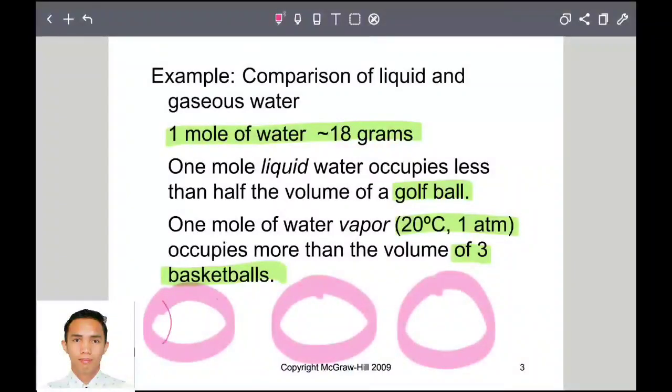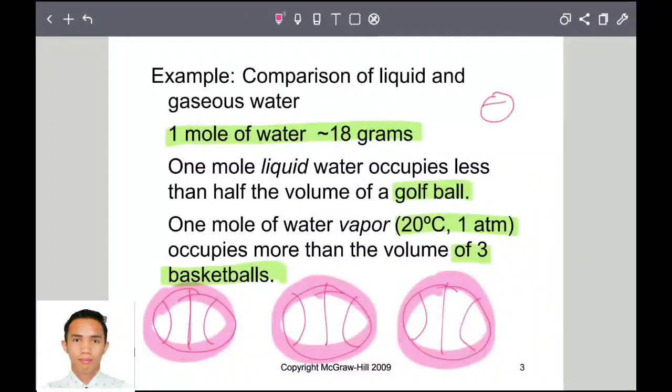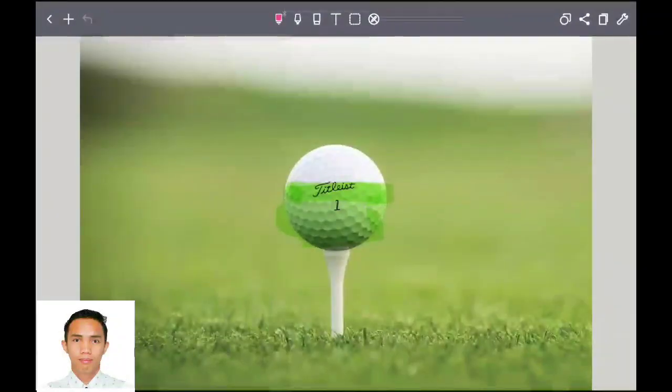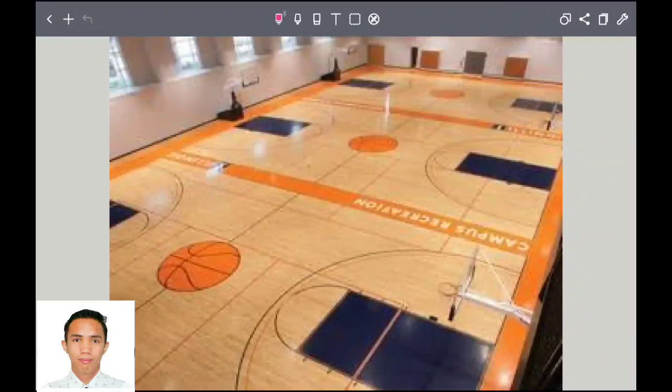So let's draw the balls here. These are the basketballs: 1, 2, 3. And here we have the golf ball, which is only half. So that is the comparison of liquid and gaseous water. This is the container, which should hold 1, 2, and 3 balls. So we have pictures only.